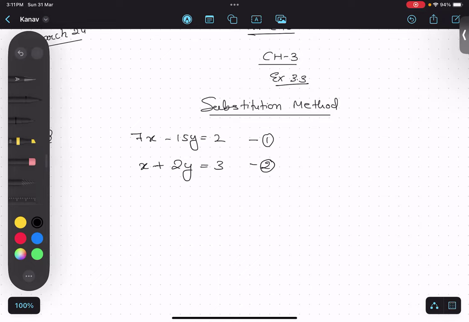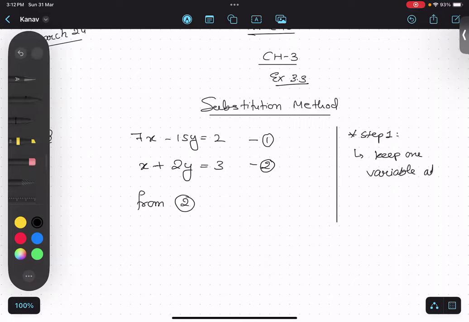So I will start choosing from 2. So what I will try to do, I will keep the x alone. Substitution method, step number one becomes keep one variable alone. This is known as subject change basically. Let me just do one example, then only you will be able to understand.